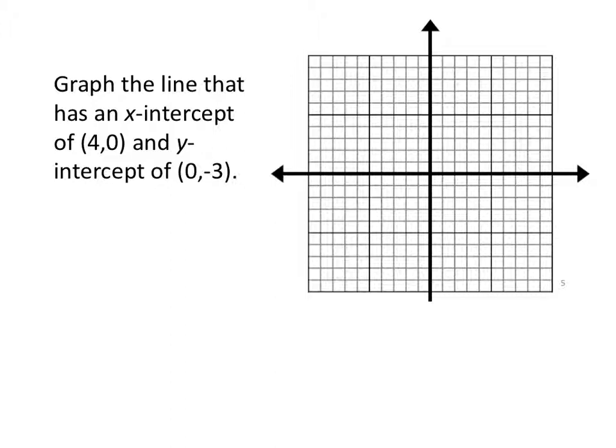All right, we need to graph this line that has x-intercept of 4, 0 and a y-intercept of 0, negative 3. Okay, well, let's graph those 2 points first. Now again on the homework, this is all you would need is the 2 points. On the test, however, please use 3 points. The reason why we want you guys to use 3 points is because the third point will confirm the pattern.